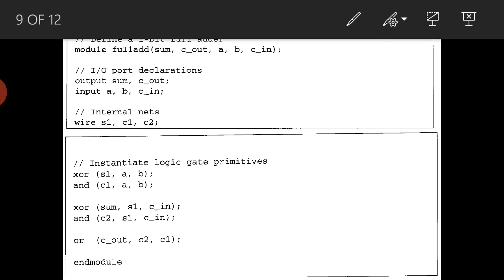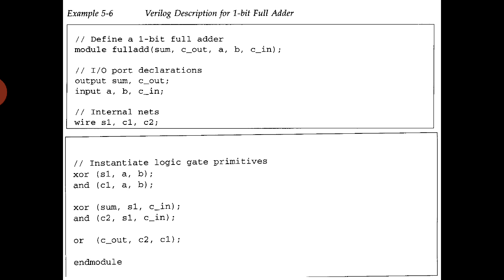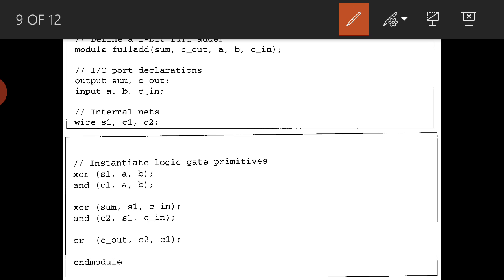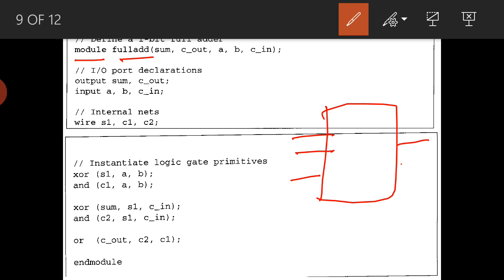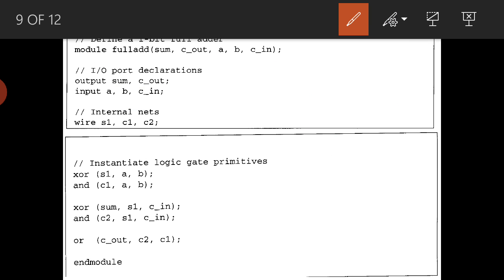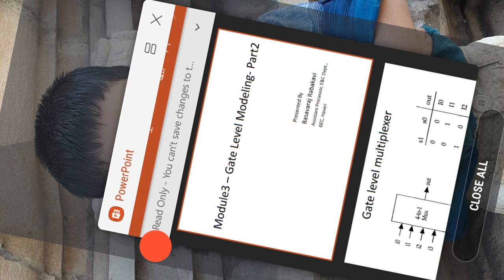So you can observe here the very first line: Verilog description for 1-bit full adder. Module is a keyword, the module name is full adder, and as it is a 1-bit full adder, there are 3 inputs and 2 outputs. Outputs we declare first: sum, C out. Inputs we declare second: A, B, C in. All are single bit, so no need to use brackets. Directly we can write output sum comma C out and input A comma B comma C in, and a semicolon at the last.